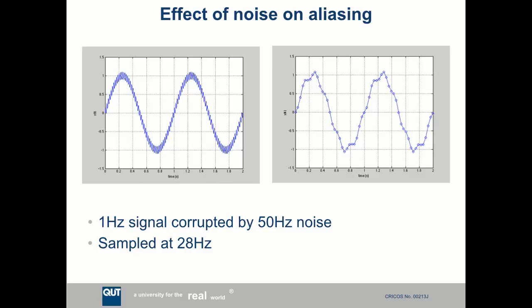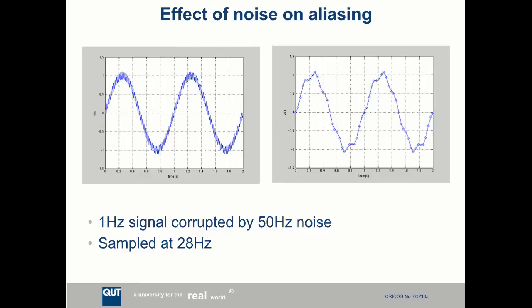Now, in this example here, I created a 1 hertz signal and I sprinkled a little bit of 50 hertz noise on it. Any idea where 50 hertz noise might come from? Why I picked it? Yeah. There's an awful lot of electromagnetic radiation, 50 hertz, that comes from wires and lights and whatever. And then I sampled it at 28 hertz. And look what's happened. It doesn't look anything like the dominant 1 hertz signal that I would expect to see.